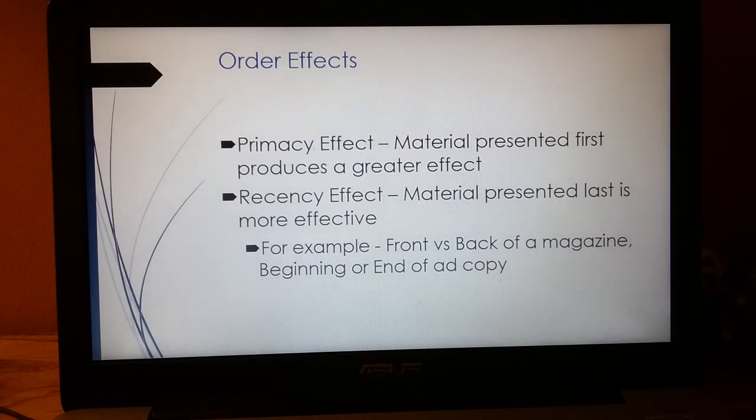Okay, so then there's this whole idea of order effects. People say that the material presented first produces a greater effect. Recency says that the material presented last is more effective. So, for example, the front versus the back of a magazine, or the beginning versus the end of ad copy, or the beginning and the end of the message. So, does order make a difference?